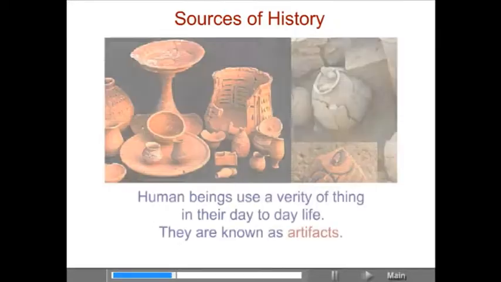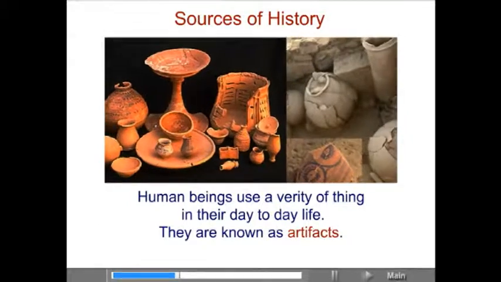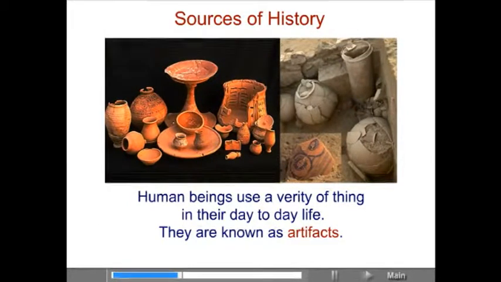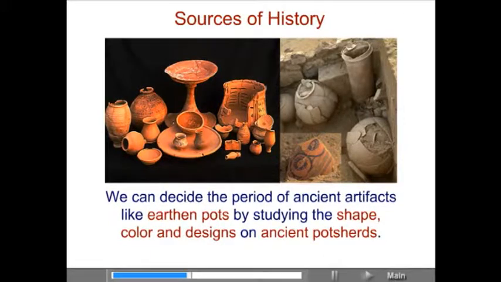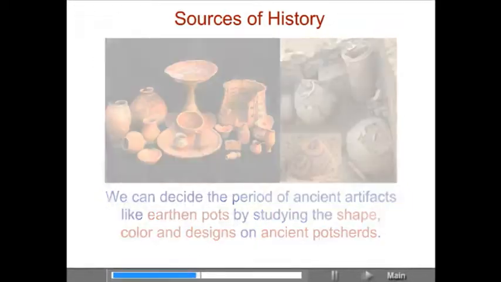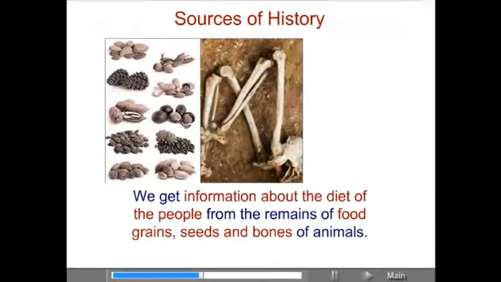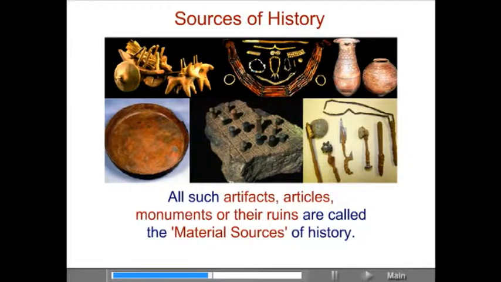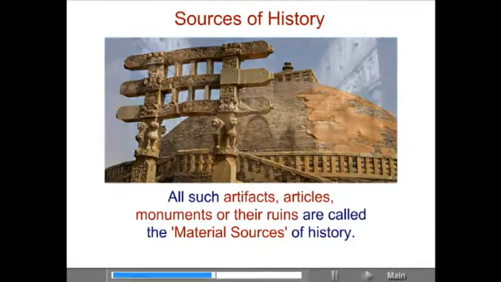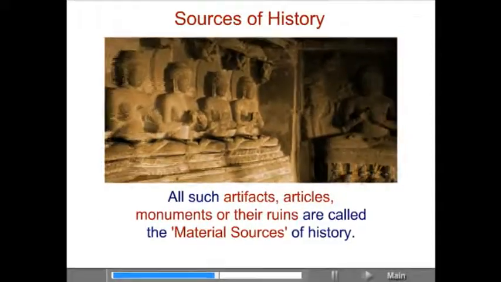Material sources. Human beings use a variety of things in their day-to-day lives. They are known as artifacts, which provide us valuable information about life in the ancient times. We can decide the period of ancient artifacts like earthen pots by studying the shape, color, and designs on ancient potsherds. We get information about the diet of the people from the remains of food grains, seeds, and bones of animals. All such artifacts, articles, monuments, or their ruins are called material sources of history.